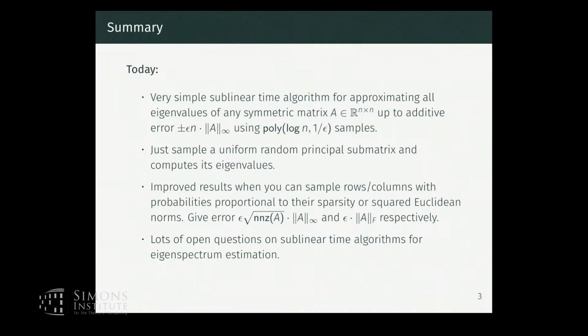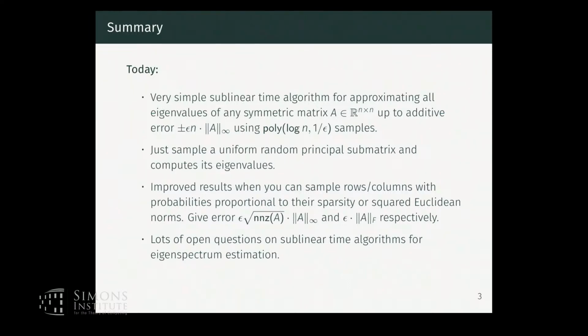So the result that I'm presenting is a really simple sublinear time algorithm that approximates all the eigenvalues of a symmetric matrix A up to some additive error. I'll explain the meaning of this error later, but it scales with an error parameter epsilon, the size of the matrix n, and the largest magnitude entry in the matrix, using polylog n over epsilon samples.